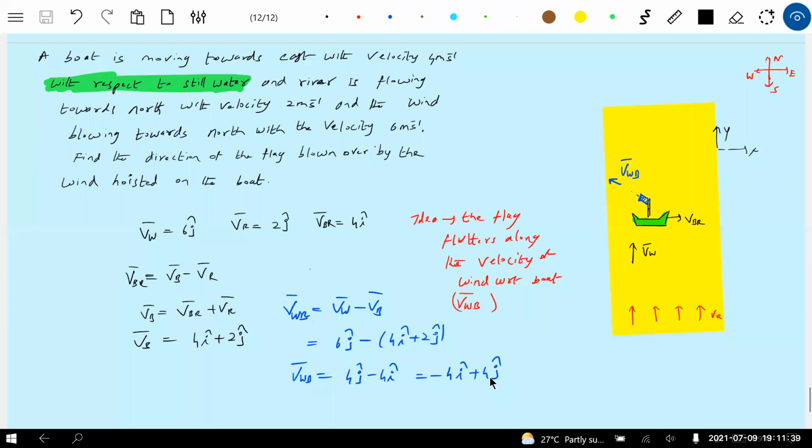This is the problem. In every problem these quantities will change, but this idea remains the same. So what you should do is calculate the velocity of wind with respect to boat. How to calculate it? VBR and VR will be known, so VB you will calculate. VW is given. VWB bar you will calculate.